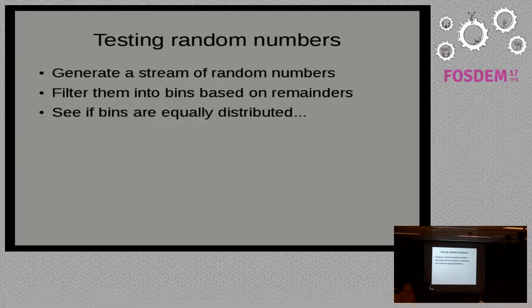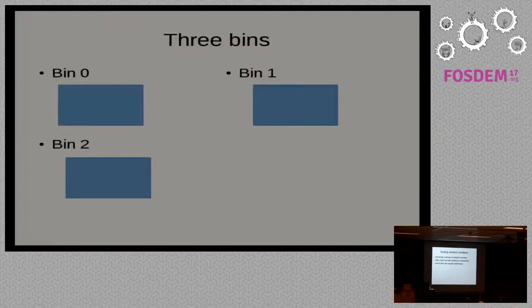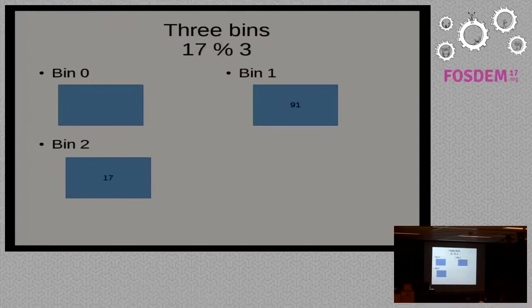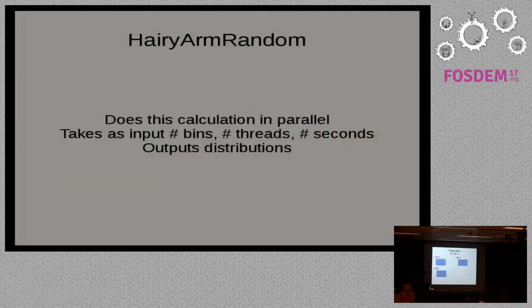So I just wanted to take a fun program on random numbers. If you want to debug your random number generator or figure out whether it's a good random number generator, what you can do is take the remainder. If I have 3 bins, I can take the remainder by 3 and see which bin it fits in, and see if your bins are equally distributed. So if I got 91 as a random number, it would be in bin 1. Or 17, because 15 plus 2, would be in bin 2.